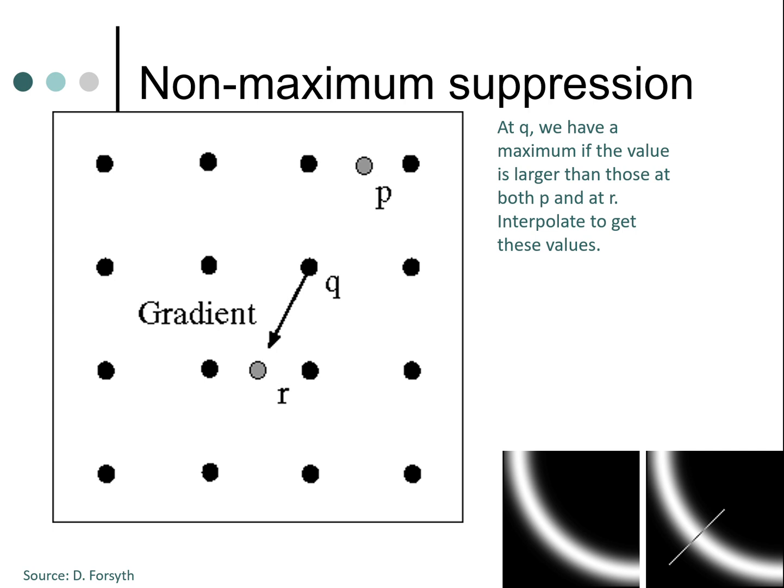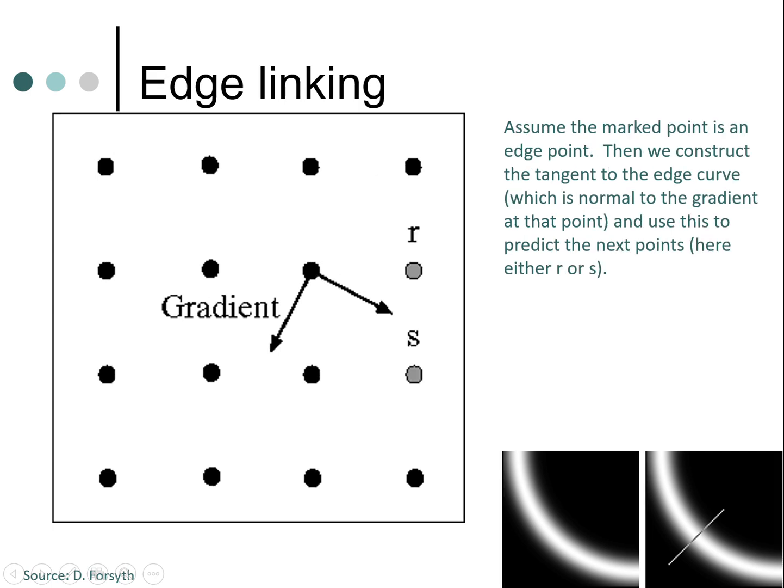Non-maximum suppression means we have a gradient, and we have Q. At Q, we have a maximum if the value is larger than those at P and R. If Q is not exactly at P and R, we are supposed to interpolate to get these values. If it is a maximum, we can interpolate P and R to get the value of Q and the gradient. This is the non-maximum suppression.